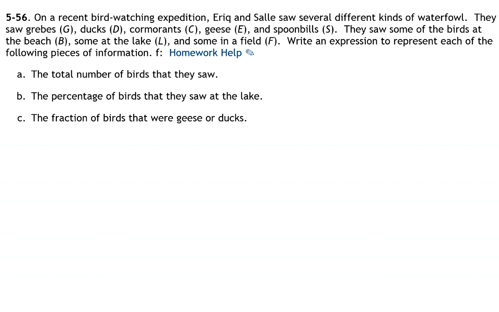Okay, let's see. A, the total number of birds they saw. Well, if I make the assumption that these variables represent how many of each bird they saw, I would say that the total number of birds seen, my answer to A, should be G plus D plus C plus E plus S.